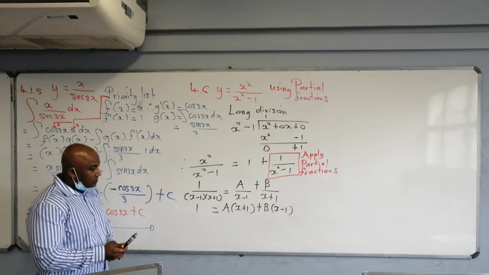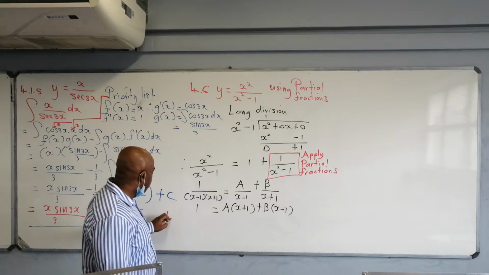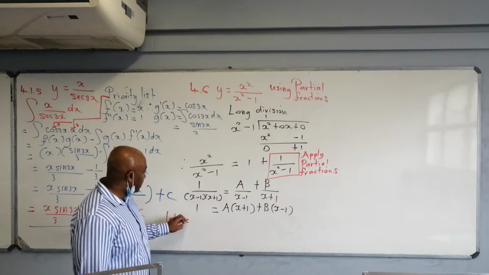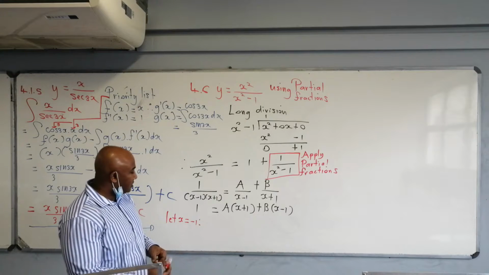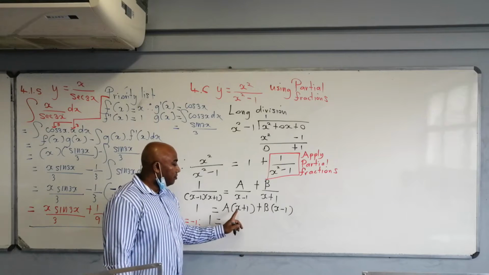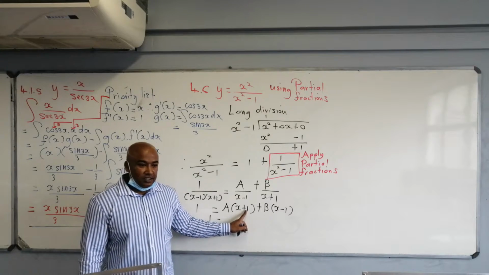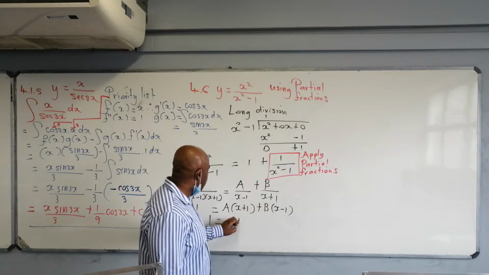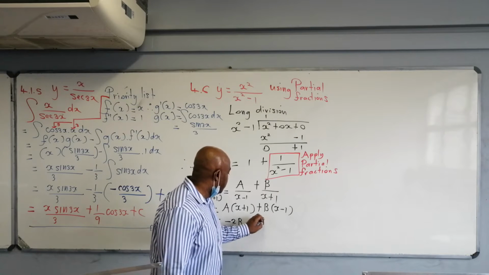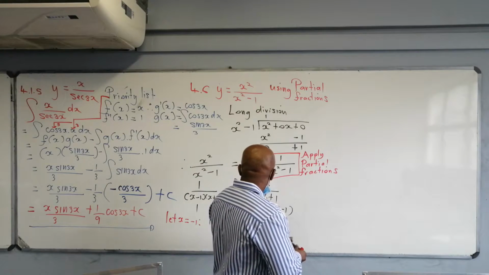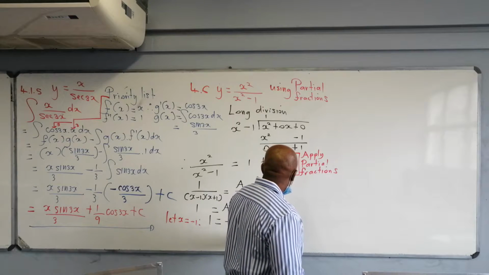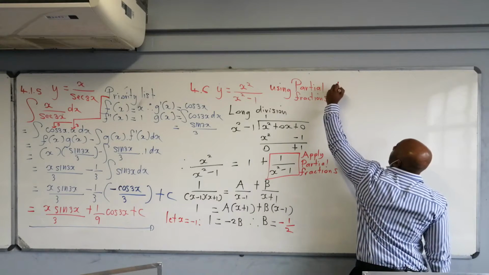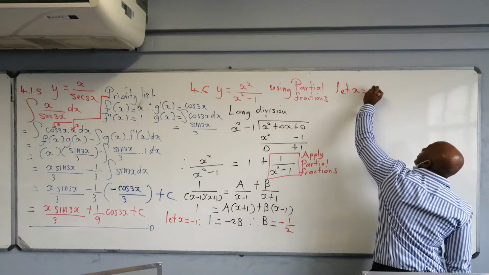So now it's up to you. I'm going to use substitution, which is definitely faster in this example here. So I'm going to let x equal to minus 1. So on the left hand side I have 1. Minus 1 plus 1 is 0. Minus 1 minus 1 is minus 2 times b is minus 2b. So therefore b is equal to negative 1 over 2.